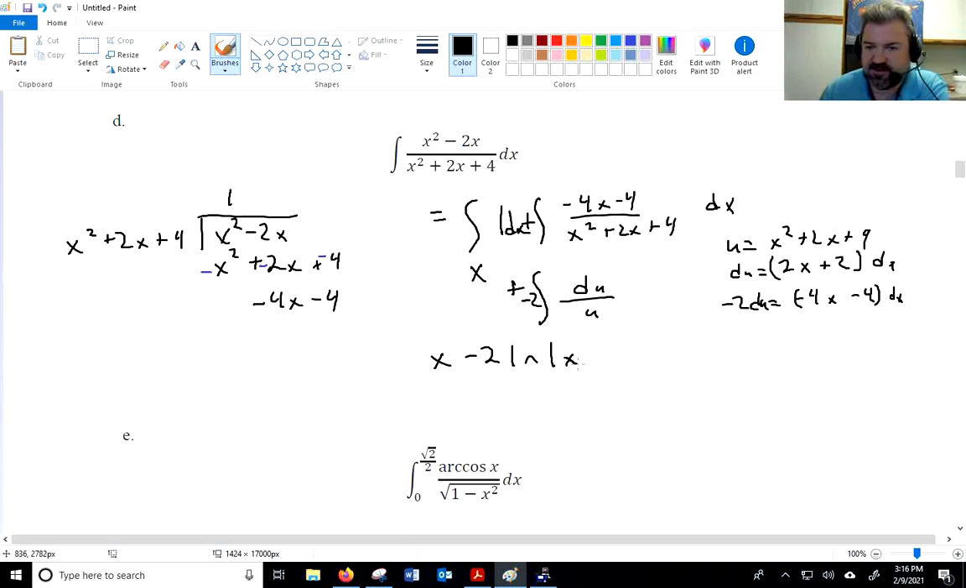And if you don't mind, I'm going to go ahead and put in x squared plus 2x plus 4 as we go. And technically, x squared plus 2x plus 4 can never equal 0, and it can never be negative, is the important part. You could try and use the quadratic formula on that. You'll find out that it never equals 0. So I'm going to just go ahead and call these parentheses instead of absolute value because I don't need them. All right, so x minus 2 natural log of that stuff plus c.